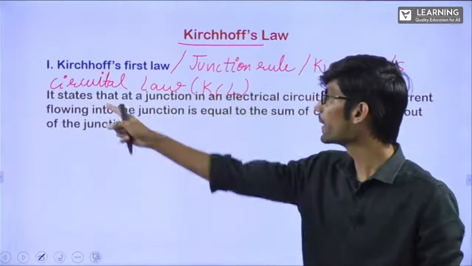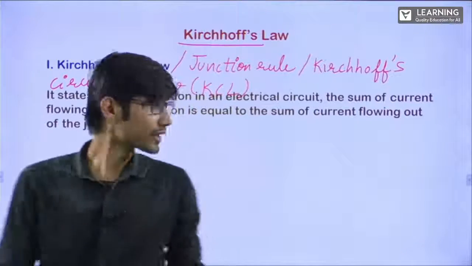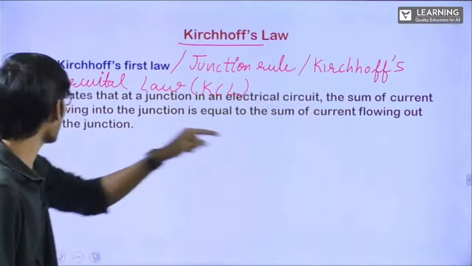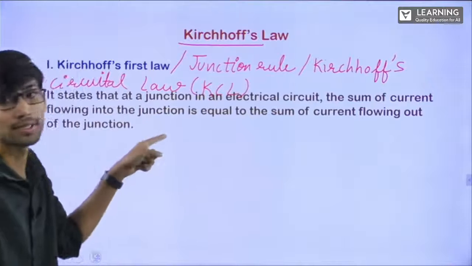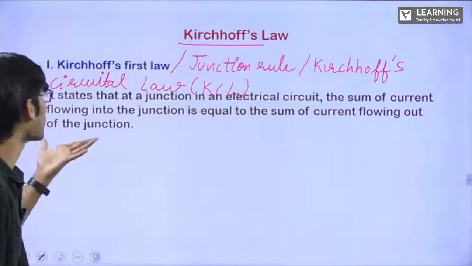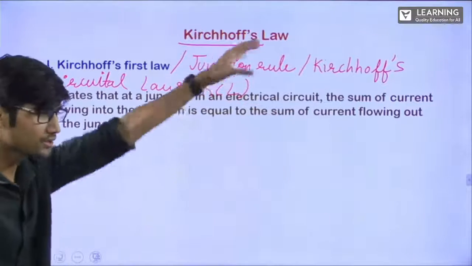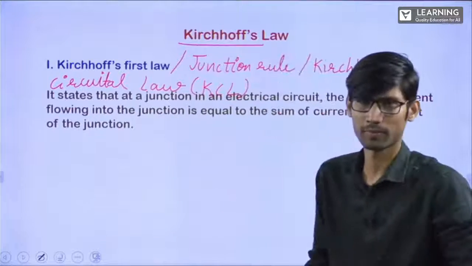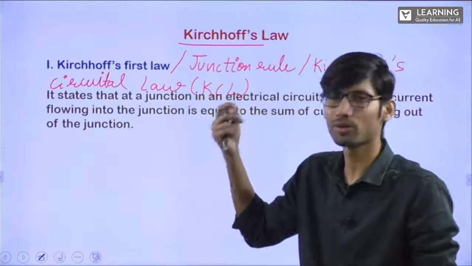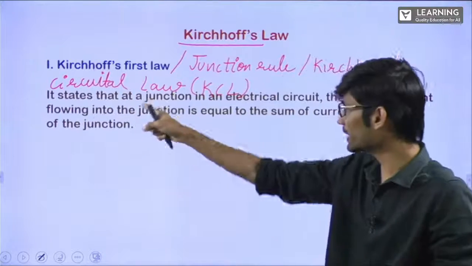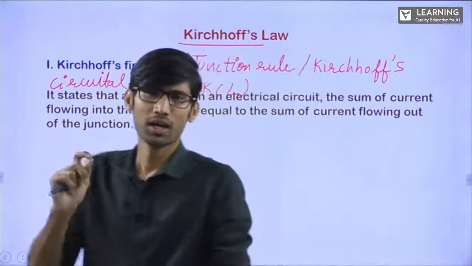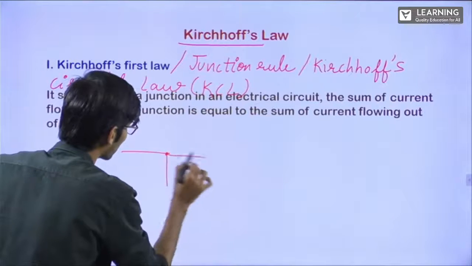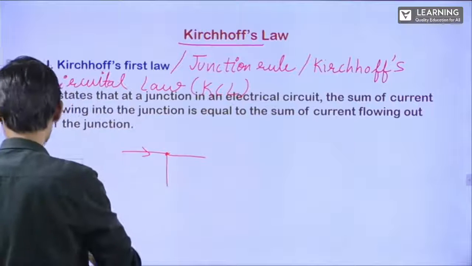This law states that at a junction in an electrical circuit, the sum of current flowing into the junction is equal to the sum of current flowing out of the junction. See, these laws are very easy. There are only two laws, very easy laws, just understand them. This one is something which you already know. It says at a junction. What is a junction? A junction is a point where three or more wires meet. Current direction can be any.